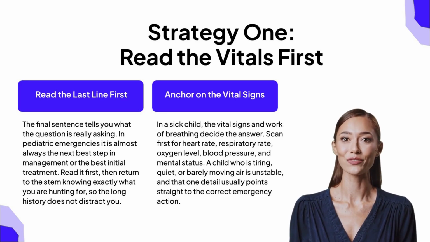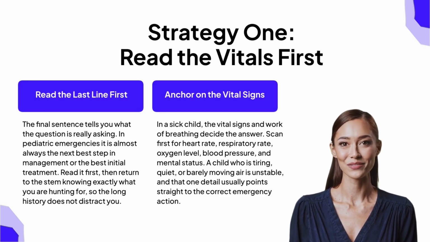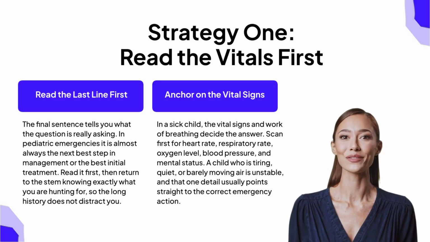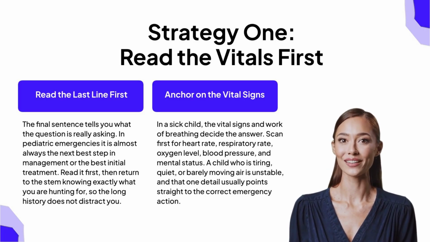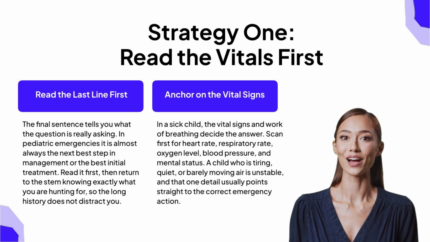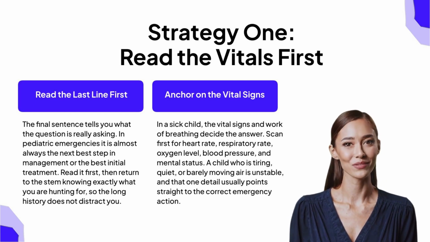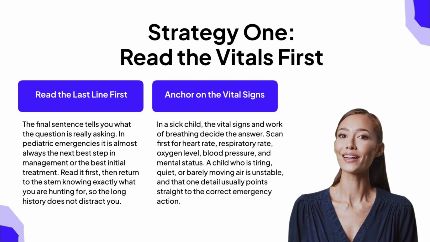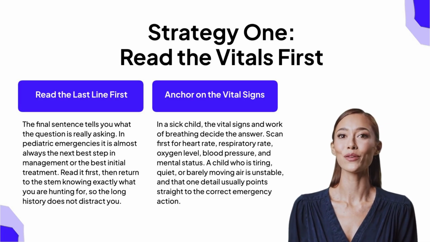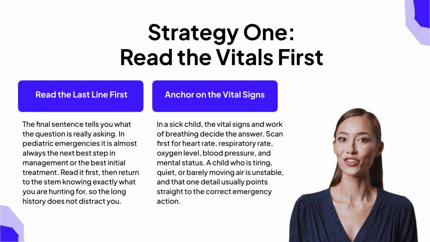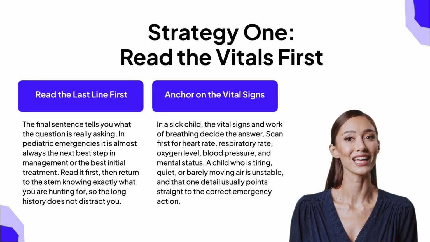Then anchor hard on the vital signs and the work of breathing. The heart rate, the respiratory rate, the oxygen level, the blood pressure, and the mental status will tell you how sick this child really is. A child who is tiring, gone quiet, or barely moving air is unstable, and that single observation usually points you straight to the correct emergency action.